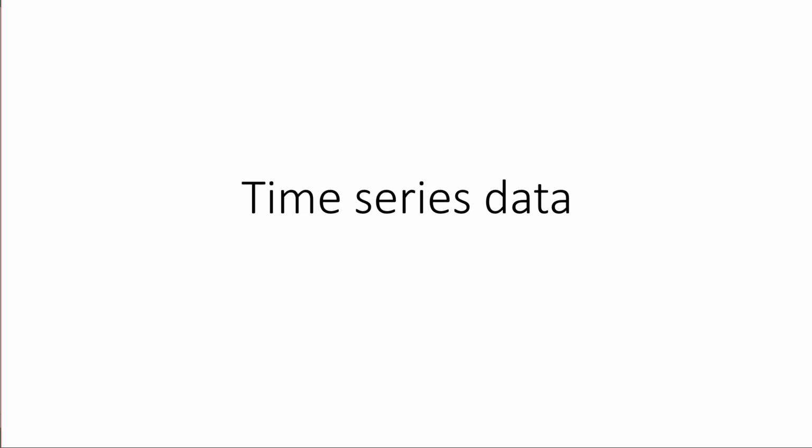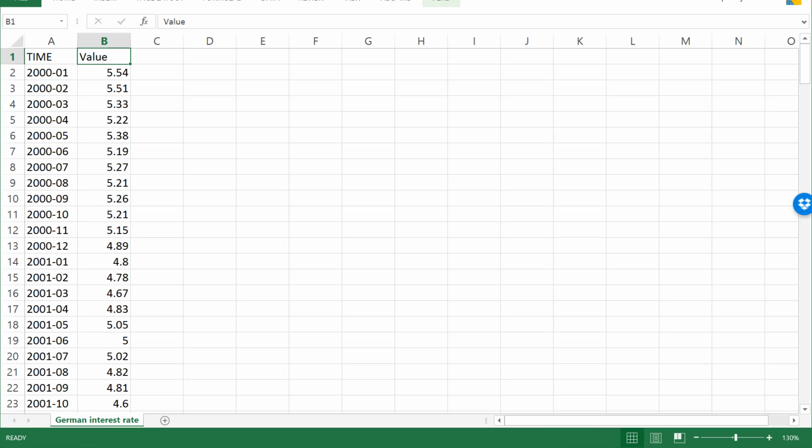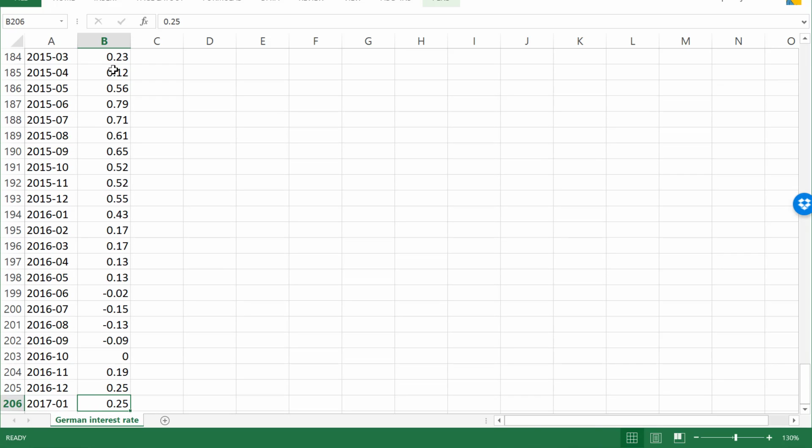So this is the first lecture on time series data. Here I have an example of time series data. This is long-term interest rates in Germany starting at January 2000 when it was 5.54%, going all the way to January 2017 when the interest rate was 0.25%.